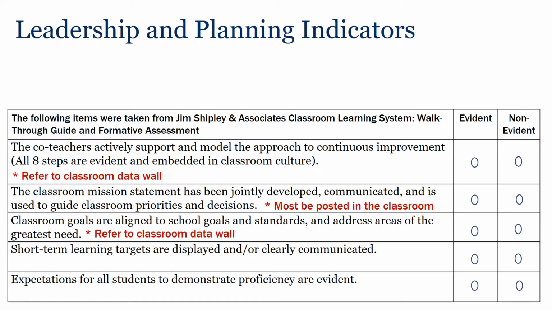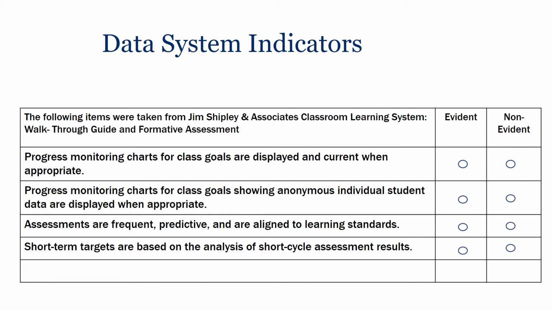The short-term learning target for the day is found under the plan, and it should match the content being taught. If this is not the case, then you need to mark non-evident. Past targets can also be found sometimes in student data folders. Lastly, student data should be evident and generally found in student data charts or graphs displayed in the classroom. Evidence of each of these indicators really should be found on the classroom data wall.